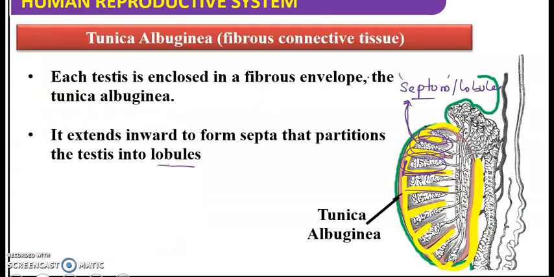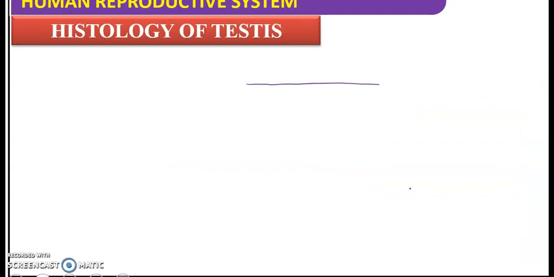Now, if you go back to the previous diagram, there is this pink space which we did not speak about. Actually, it is this pink space which is the tunica vasculosa, the third layer which contains the blood vessels.